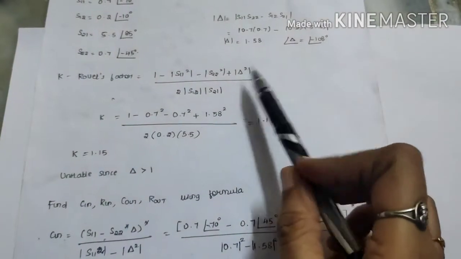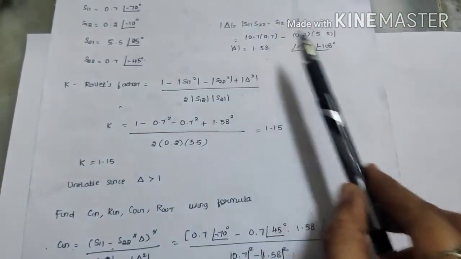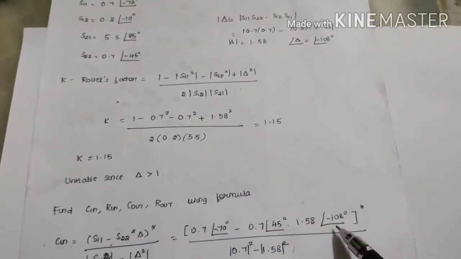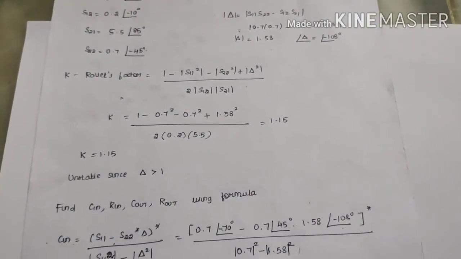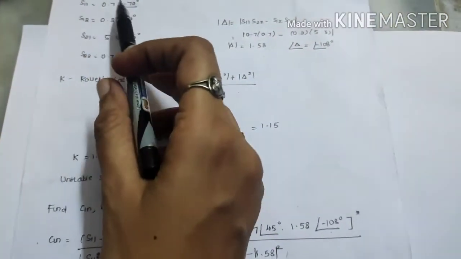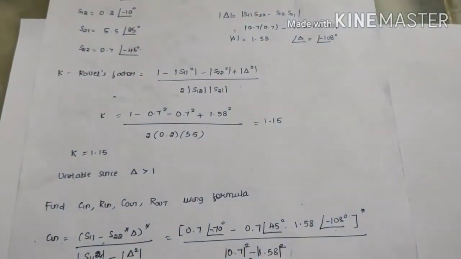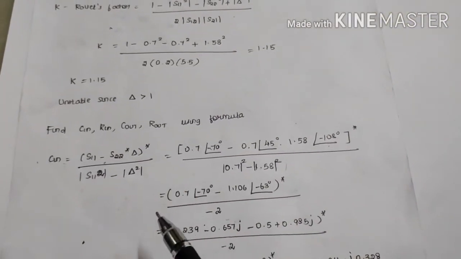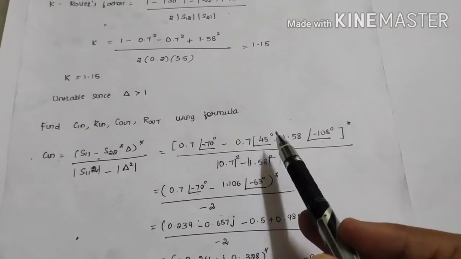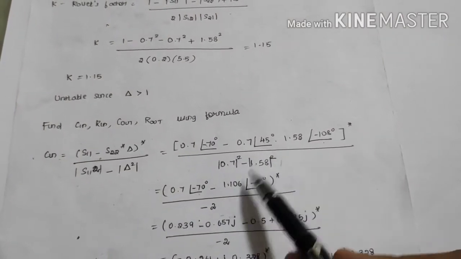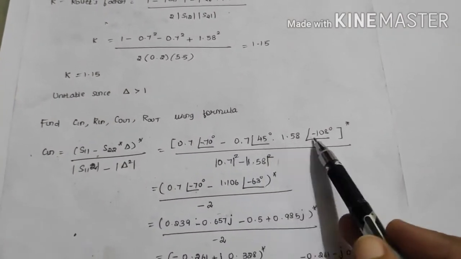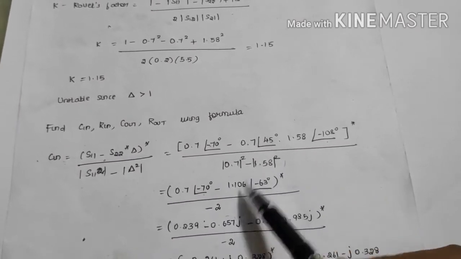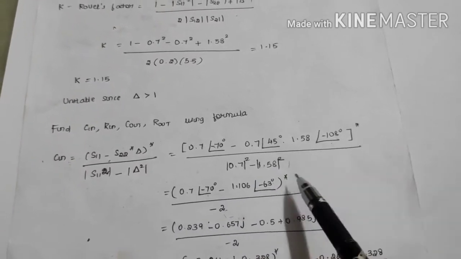And the delta value is 1.58. When you multiply this, the angle we get is minus 108 degrees. So the value is 1.58 angle minus 108, divided by mod S11 squared, which is 0.7 squared, minus mod delta squared, which is 1.58 squared. Now this becomes 0.7 angle minus 70. Multiply this: 0.7 times 1.58 becomes 1.106. Add these two angles, so it is minus 63 degrees. When you subtract the two values in the denominator, we get minus 2. And we take the whole conjugate.